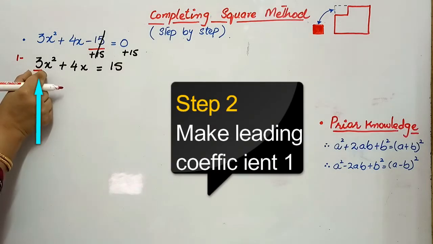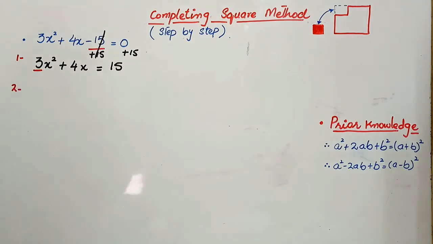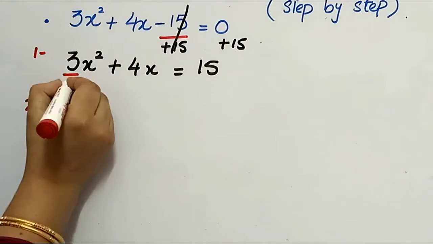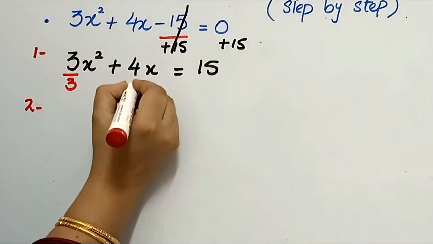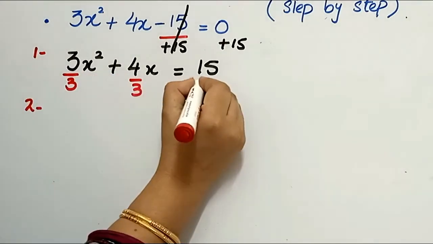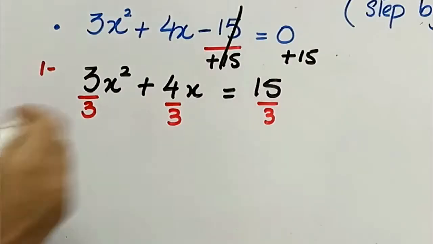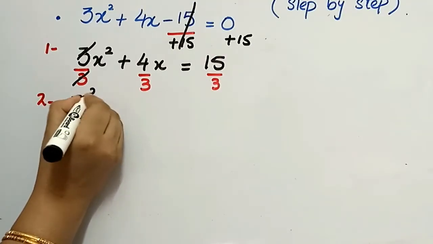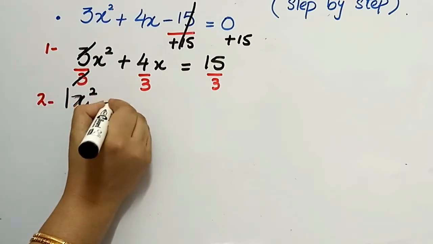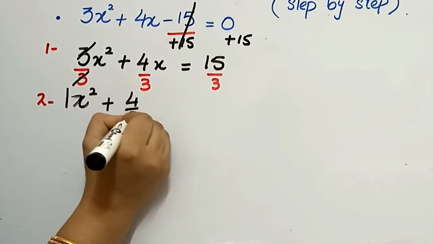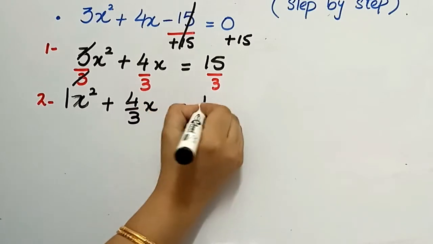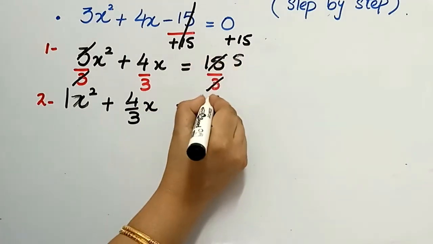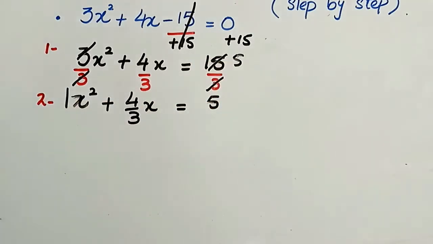In the second step, I have to convert this leading coefficient into 1. What I am going to do is divide all terms by 3. This will be cancelled, so it will be 1x square plus 4 upon 3x is equal to 3 fives are 15, so it will be equal to 5.